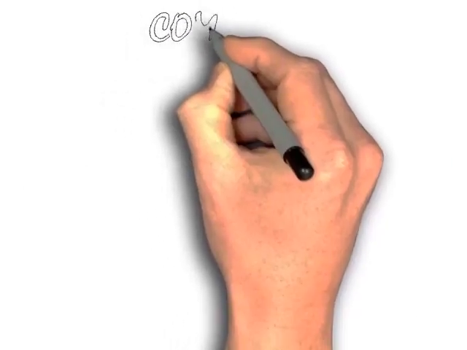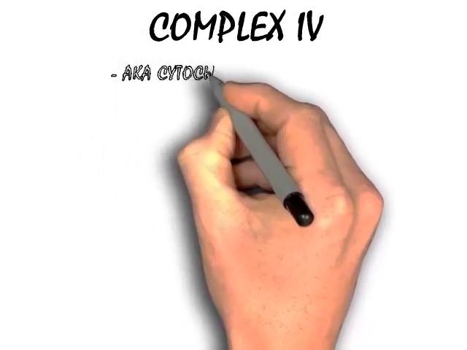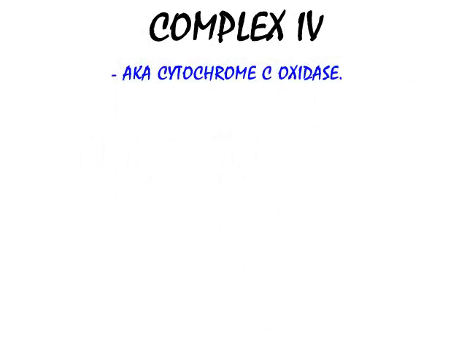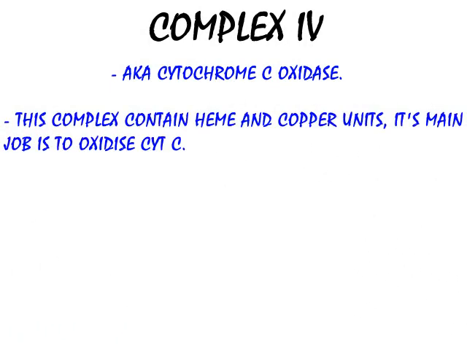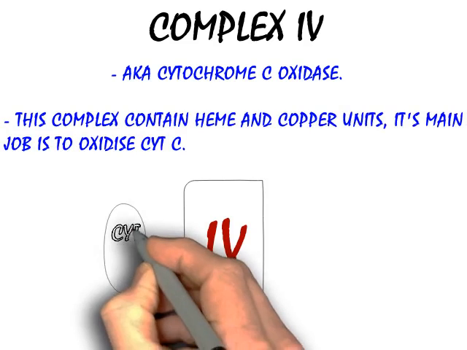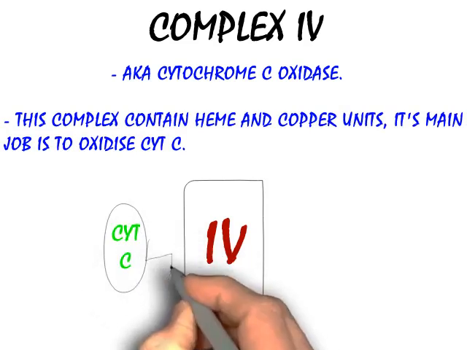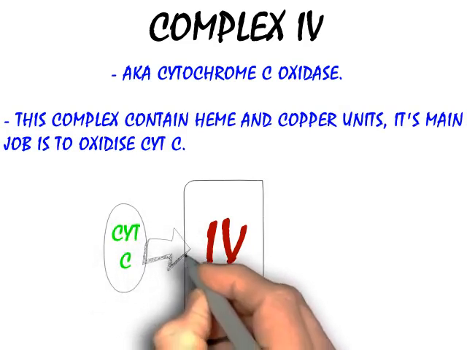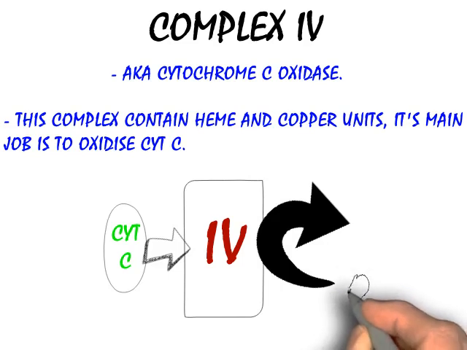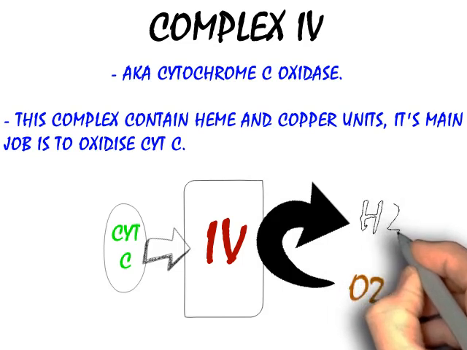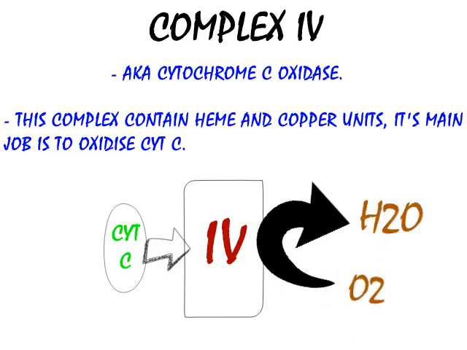Now let's talk about complex number 4. Complex number 4 is also known as cytochrome C oxidase. This complex contains hemes and copper units. Its main job is to oxidize cytochrome C. Cytochrome C donates its electron to complex number 4. During this process, the electrons are accepted by oxygen and formation of water takes place.